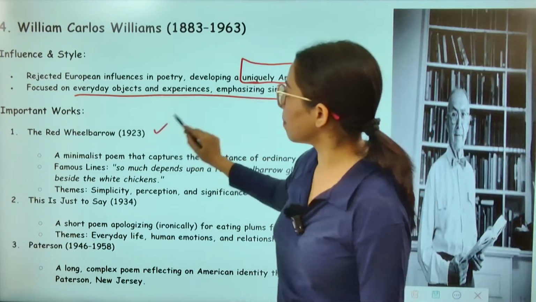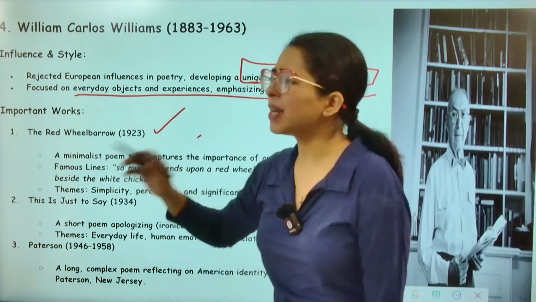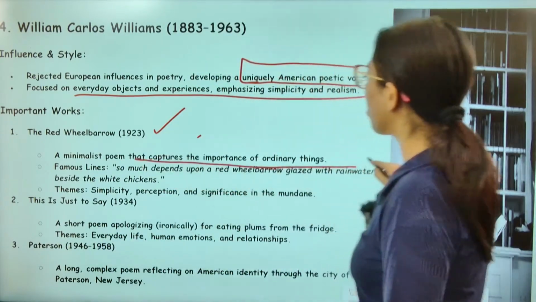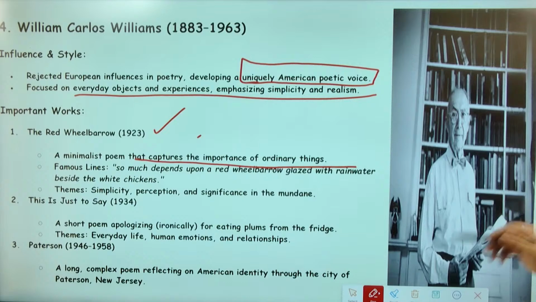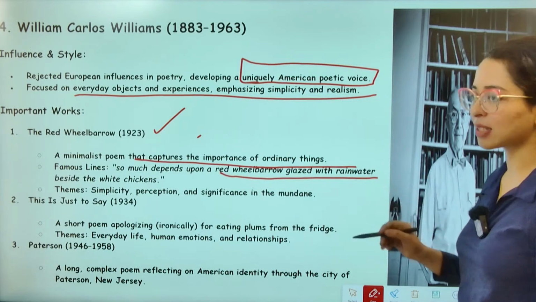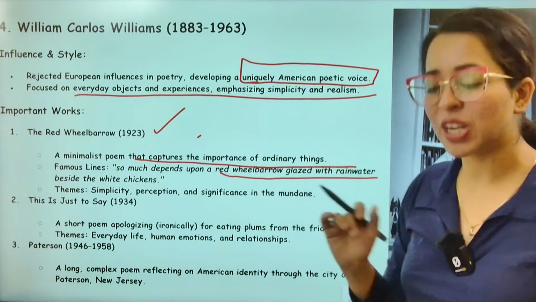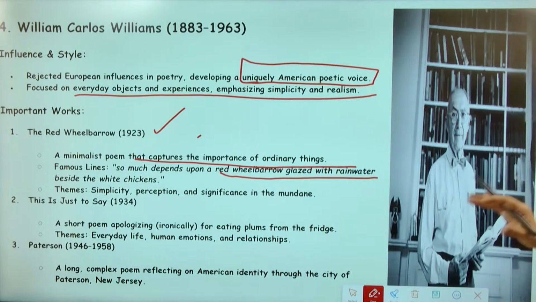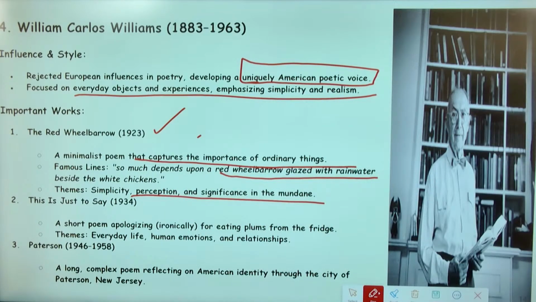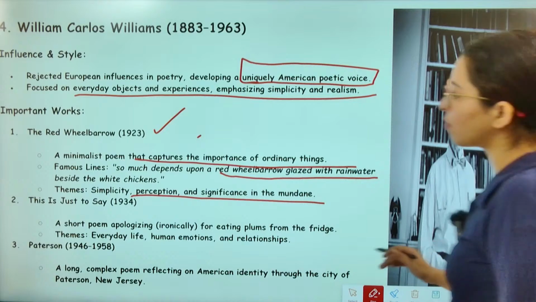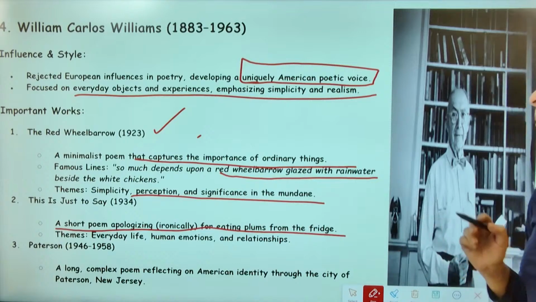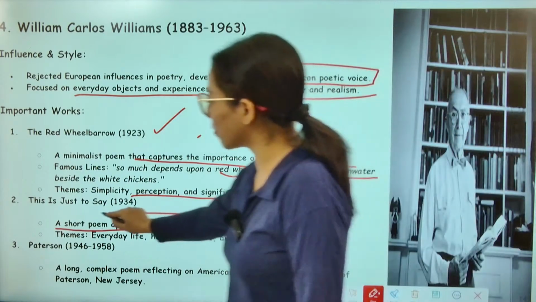The Red Wheelbarrow इनका बहुत important work है. A minimalist poem, मतलब बहुत ही कम words को use करके poem आया था, that captures importance of ordinary things. Famous lines, so much depends upon a red wheelbarrow glazed with rainwater beside the white chickens. Okay, so this is a very famous line asked frequently in the exam. Okay, so the red wheelbarrow, theme simplicity, perception, and significance in the mundane. This Is Just to Say 1934 का work है, a very short poem apologizing for eating plums from the fridge. Okay, so this is a very cute poem, a very simple poem.